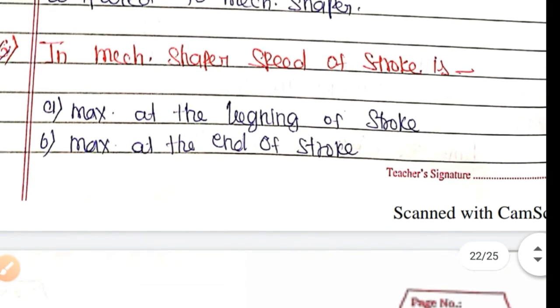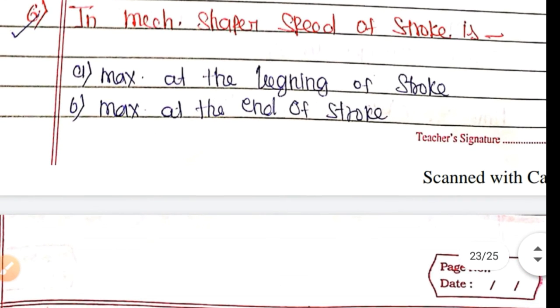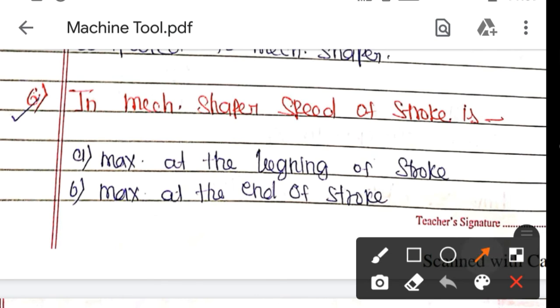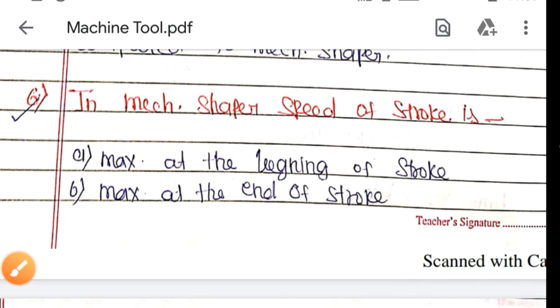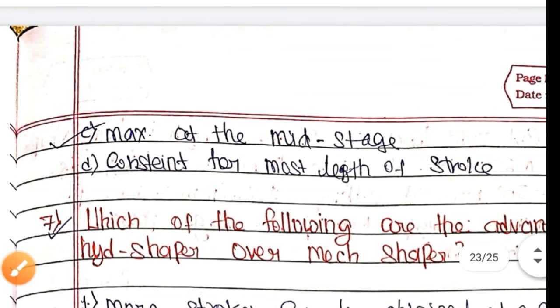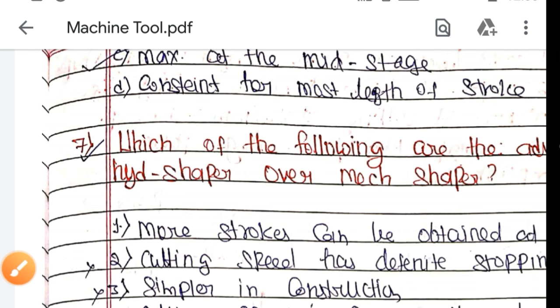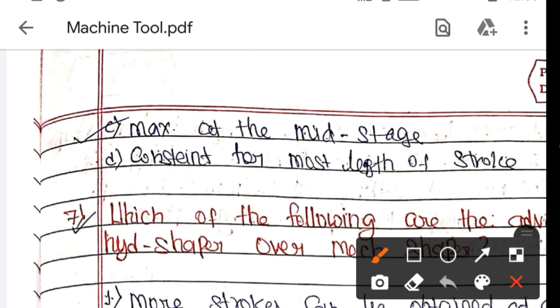So this is how they ask questions related to this topic. I'll just read out the problem. In a mechanical shaper, the speed of the stroke is maximum at the beginning of the stroke, maximum at the end of the stroke, maximum at the mid stage of the stroke, or constant for most length of the stroke. So already I told you it is maximum at the mid stage. This is one question.